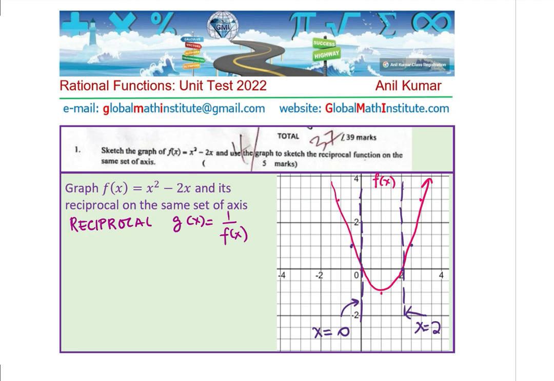So these are the invariant points, correct? At these invariant points, a positive reciprocal is positive, and a negative reciprocal is negative. So we'll get a graph which will be kind of like this.